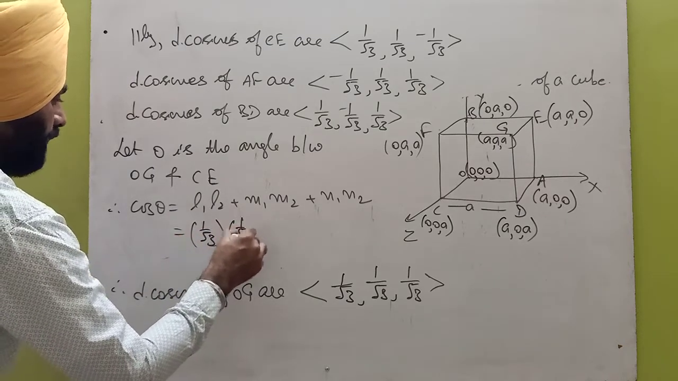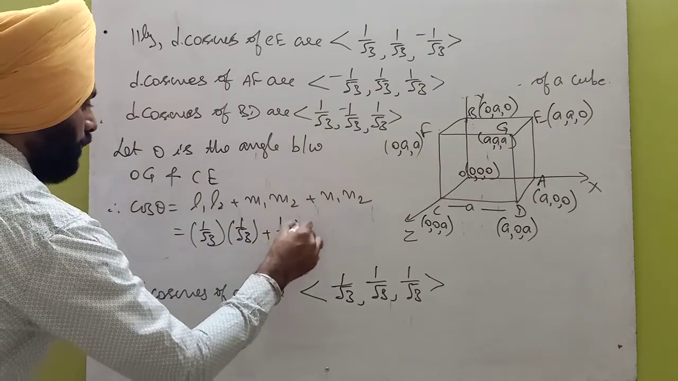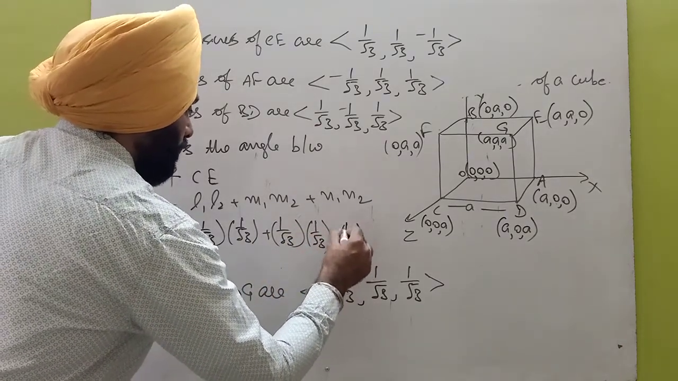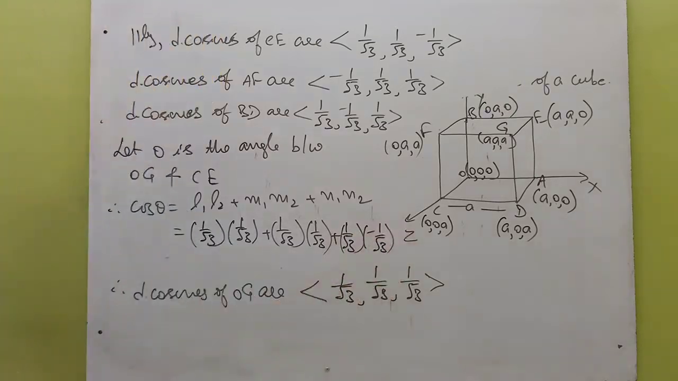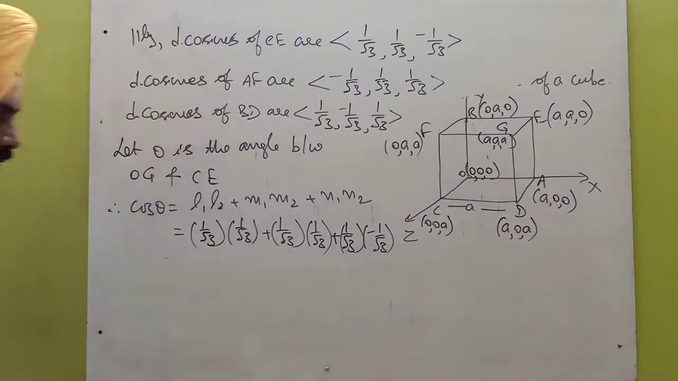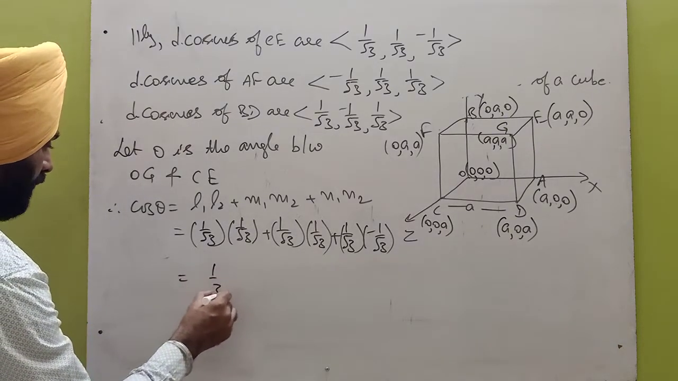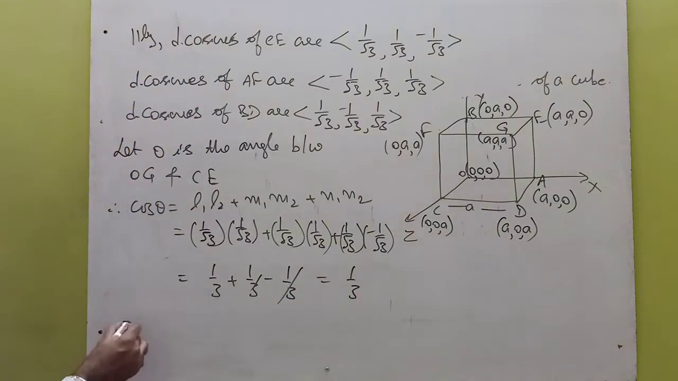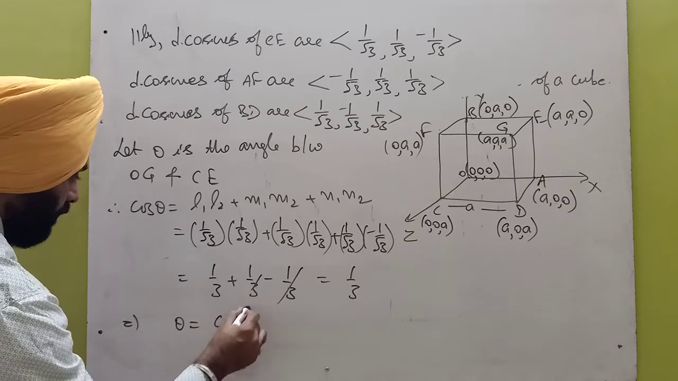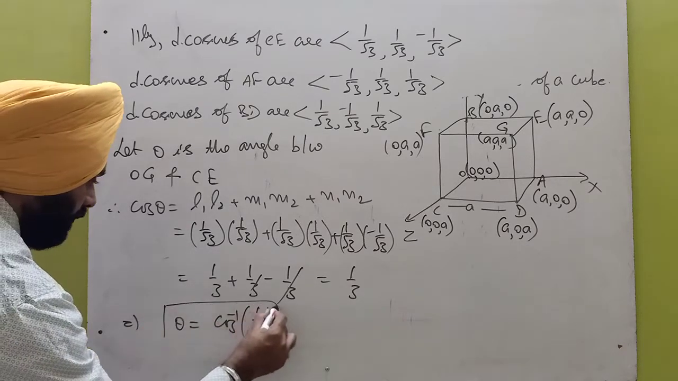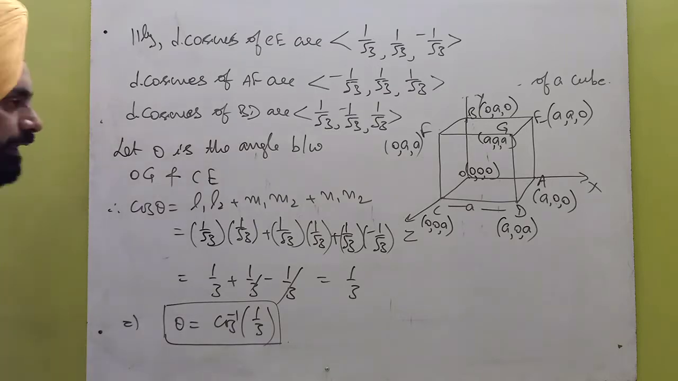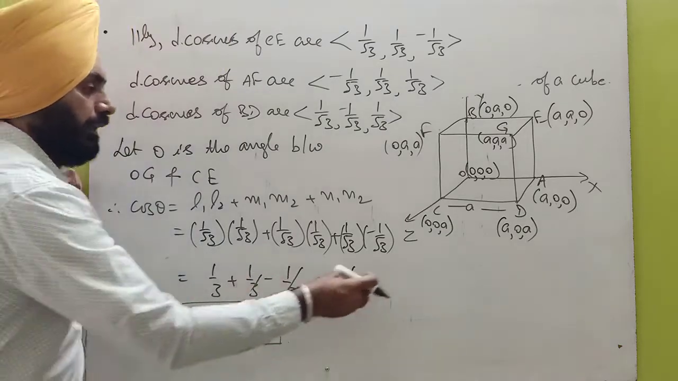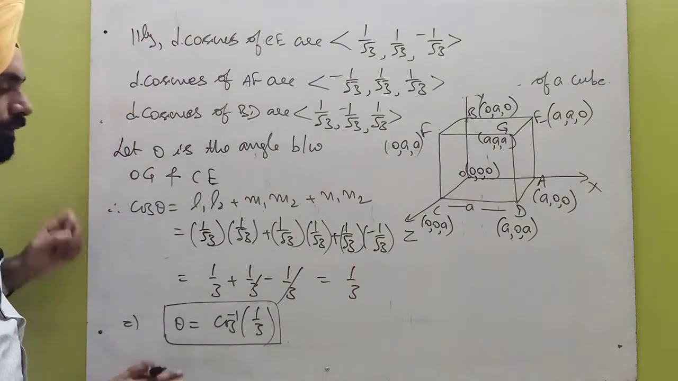1 by root 3 into 1 by root 3 plus again 1 by root 3 into 1 by root 3. Next is 1 by root 3 into minus 1 by root 3. So after solving, it is equal to 1 by 3 plus 1 by 3 minus 1 by 3, and this is equal to 1 by 3. So the angle between the diagonals is cos inverse 1 by 3. You can remember this result: whether the side of the cube is smaller or larger, you can take any side, the diagonal angle will always remain the same.